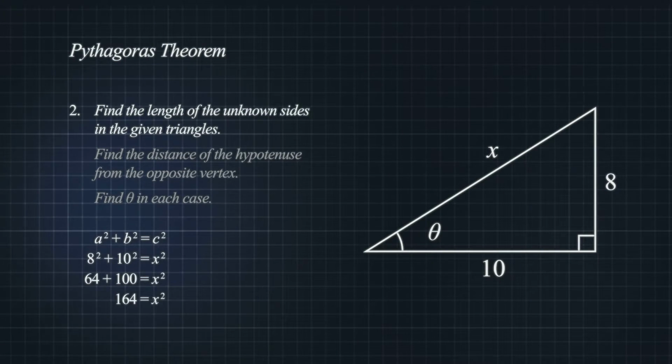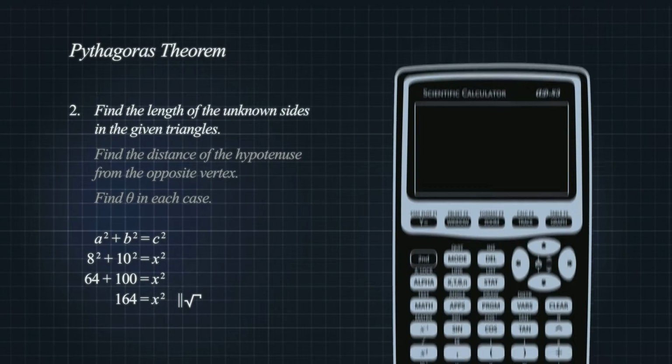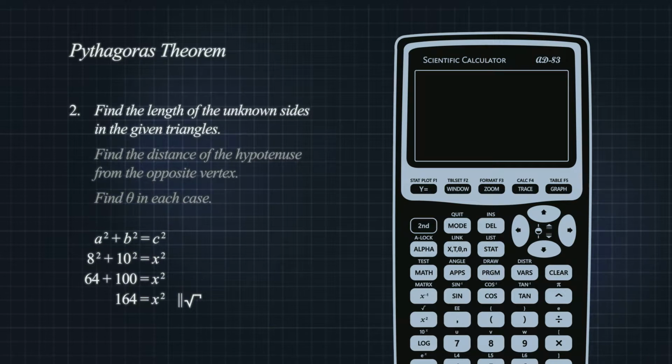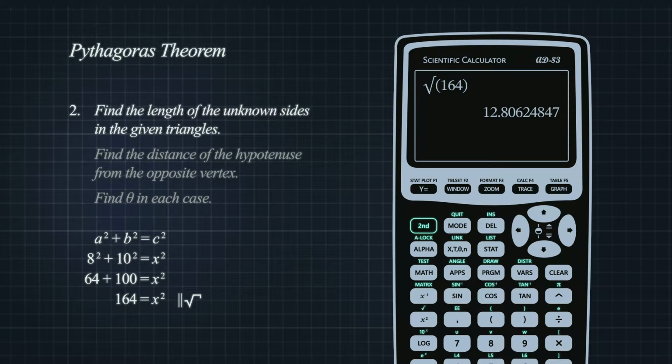In order to find out how much x squared is, we need to take the square root of both sides of the equation. Most calculators have the square root function. If you have a scientific calculator, such as Texas Instruments, you can take the square root by pressing second and then the x to the second power button if there is a square root sign above it. Type in 164 and hit enter. In this case, 2 decimal places is sufficient, so we round the answer to x equals 12.81.